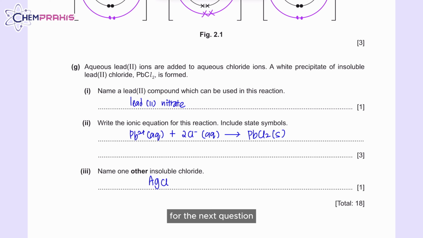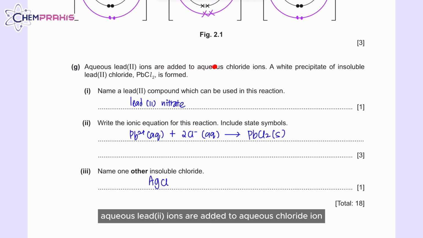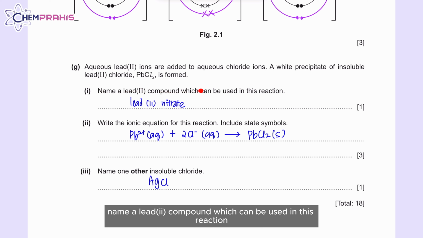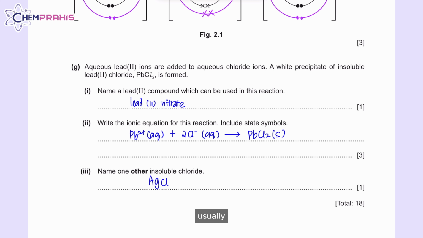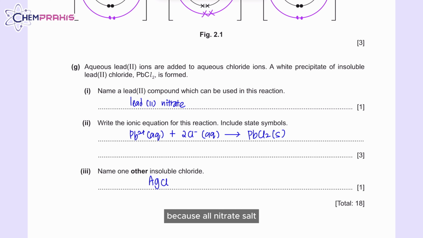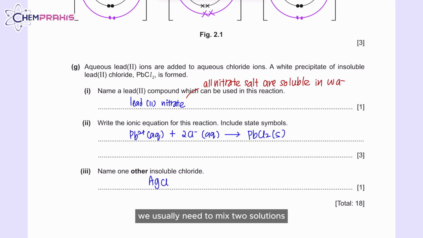For the next question, aqueous lead ions are added to aqueous chloride ions. A white precipitate of insoluble lead(II) chloride is formed. Name a lead compound which can be used in this reaction. Usually, I would recommend students to use lead nitrate, because all nitrate salts are soluble in water. In order to make an insoluble salt, we usually need to mix two solutions. So lead nitrate can make a solution.